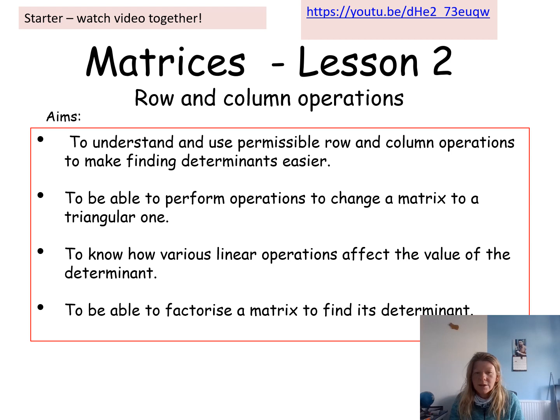So to understand and use permissible row and column operations to find determinants easier. To be able to perform operations to change a matrix into a triangular one. He's showing you what one of those is. And to know how various linear operations affect the value of the determinant. He showed you that in a little table. We'll see it again in a minute. And to be able to factorize a matrix to find its determinant. So those are things we're going to do today.